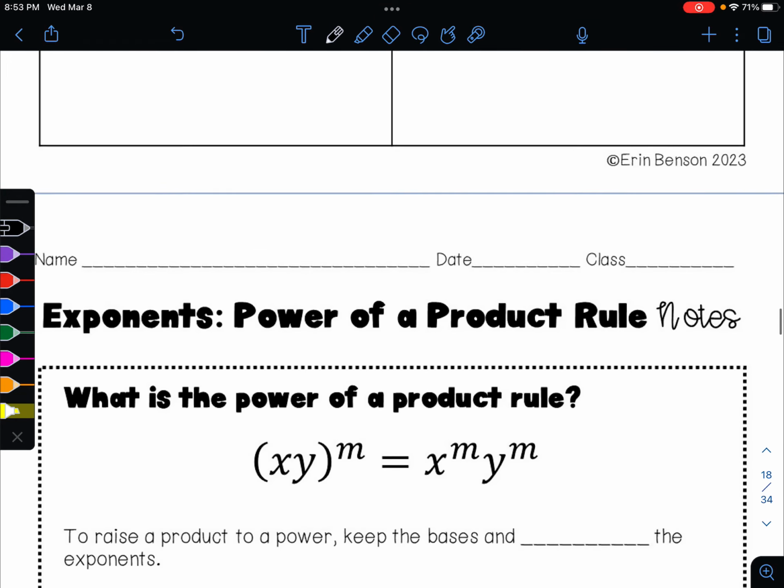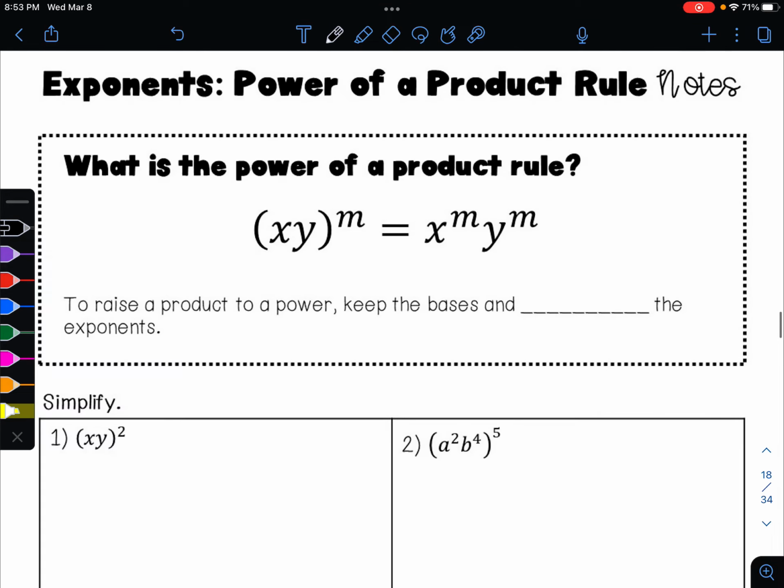If we look at the back page of our notes, we have a power of a product rule. So here, if we have two different bases, x and y, raised to the power of m, then we're going to keep each of those bases and distribute that exponent to both of them. So we are going to keep the bases and distribute the exponents.